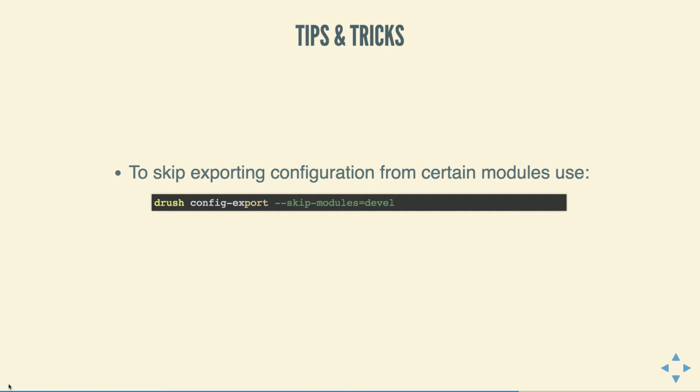So there's another flag that you can pass to config export, which would be the skip modules flag. This is going to be helpful when you're working locally. Say you have modules such as devel, whose configuration you never want to export, right? Because you don't want devel enabled in production, so there's no point in exporting its configuration. An easy way to make sure that you don't do that is to pass in this flag, skip modules. That way you can make sure that none of that devel configuration ever makes it up to where it shouldn't be.